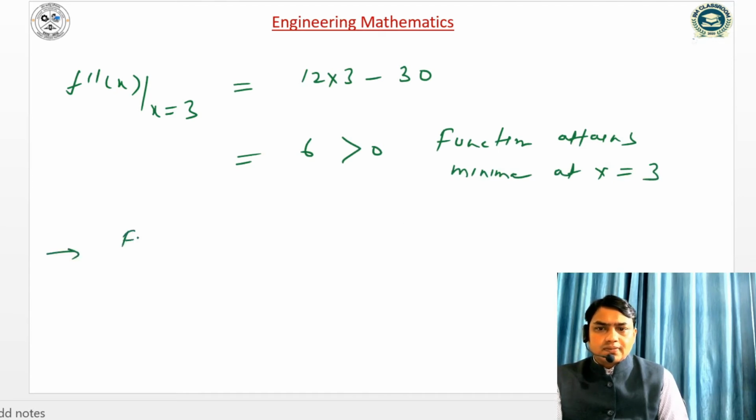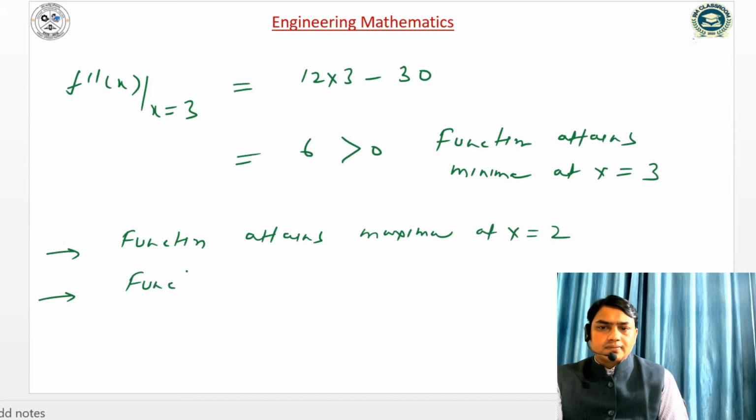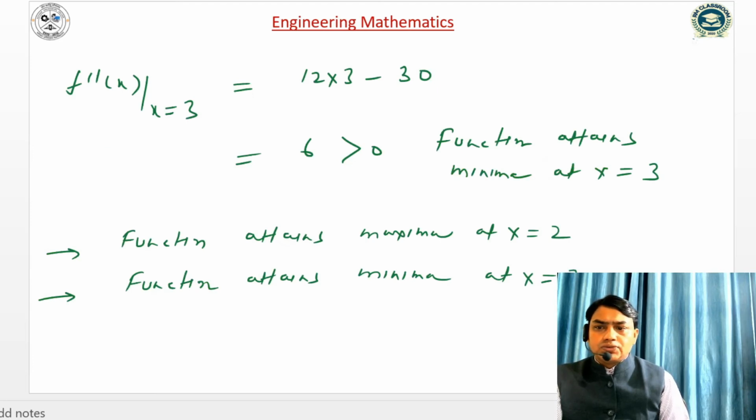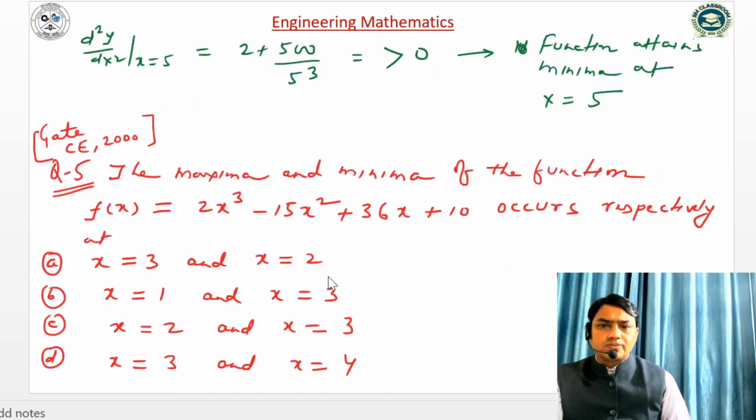So function attains maxima at x is equal to 2 and function attains minima at x is equal to 3. So if I see the option, maxima at x is equal to 2 and minima at x is equal to 3. So C option is correct.